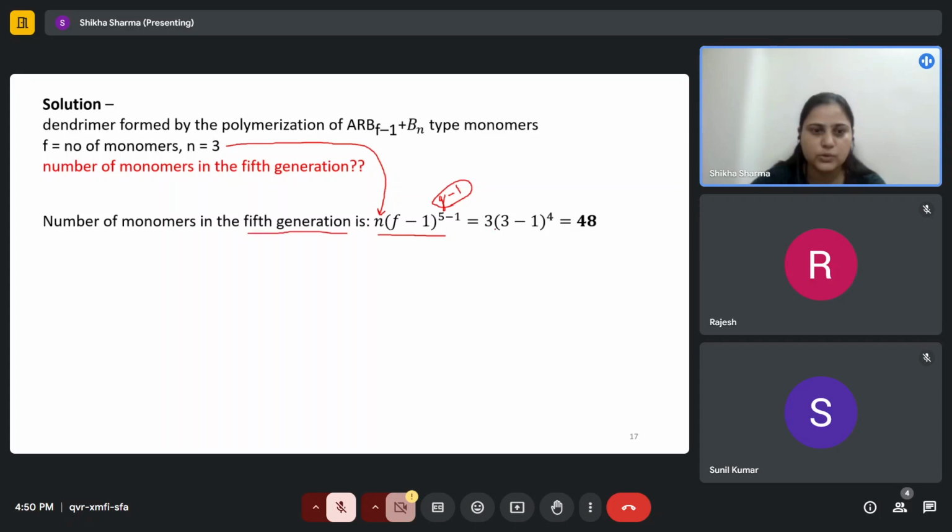So n equals 3 multiplied by (3 minus 1), which is the functionality minus 1, to the power 5 minus 1, which is the generation minus 1, which is 4. So we get 2 to the power 4 multiplied by 3, which is nothing but 48. So, you understood?